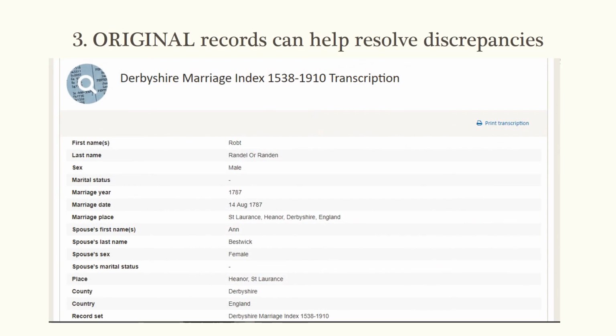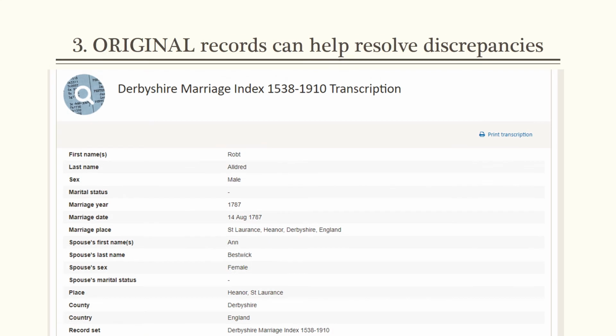The last reason to check the original record is to resolve discrepancies in records. Here we see the extracted marriage of Anne Bestwick to Robert Randall or Randon on the 14th of August 1787 in St. Lawrence, Heanor, Derbyshire. But wait! Here we see the marriage of Anne Bestwick to Robert Allred on the 14th of August 1787 in the same place. Would the real husband of Anne Bestwick please stand up?